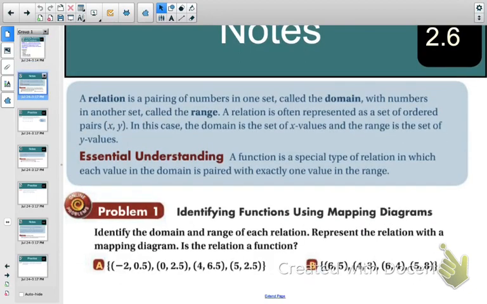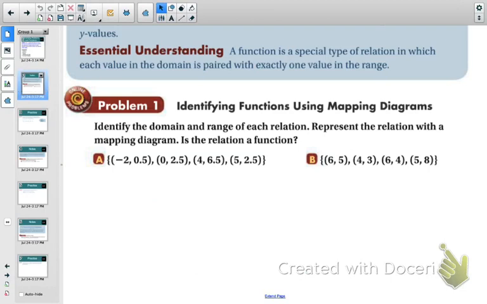Alrighty. A relation is a pairing of numbers in one set, called the domain, with numbers in the other set, called the range. A relation is often represented as an ordered pair, (x, y). In this case, the domain is the set of all x values, so that's something important to remember, and the range is the set of all y values. A function is a special type of relation in which each value of the domain is paired with exactly one value in the range. Okay, so if you look at this, it says identify the domain and range of each relation, represent the relation with a mapping diagram, and determine if it's a function.